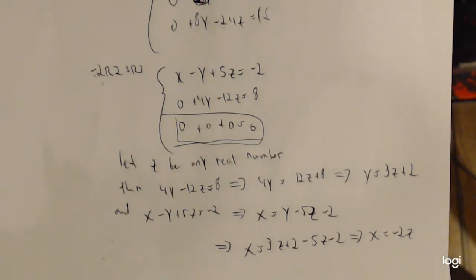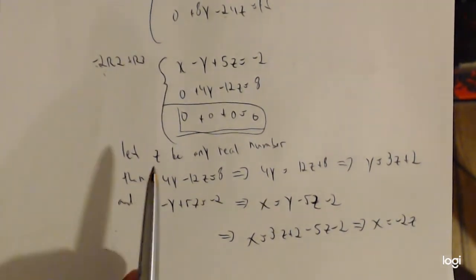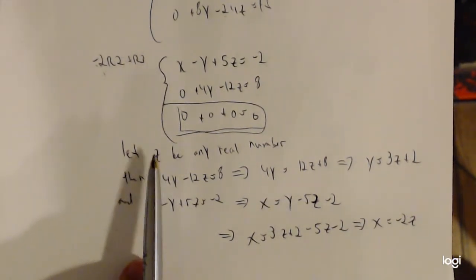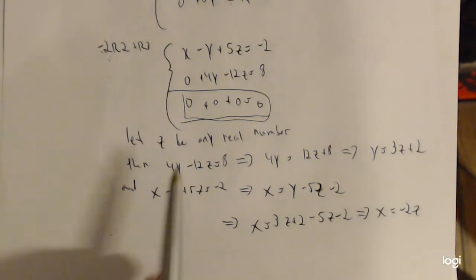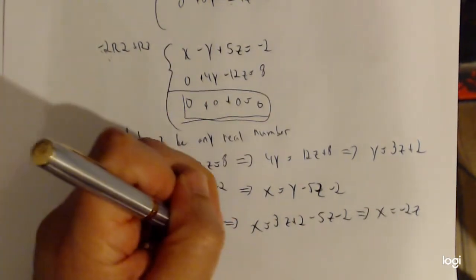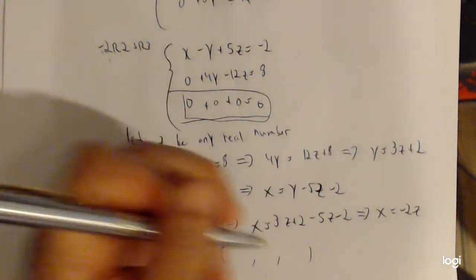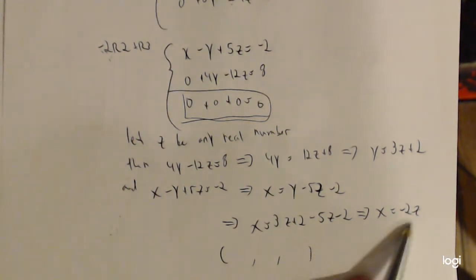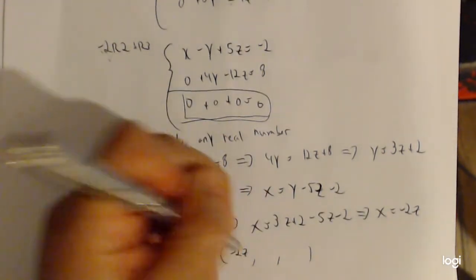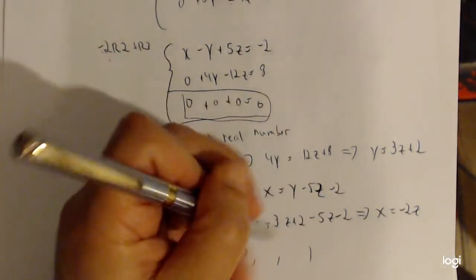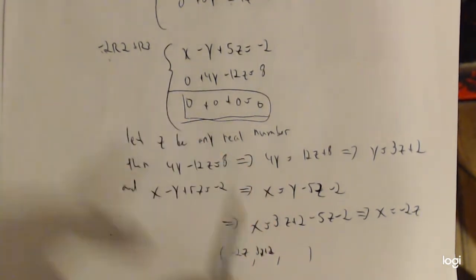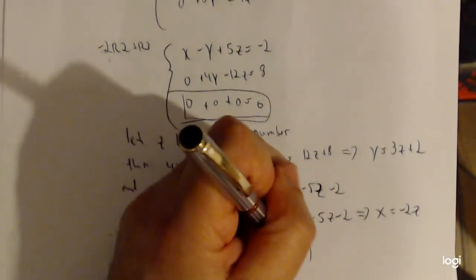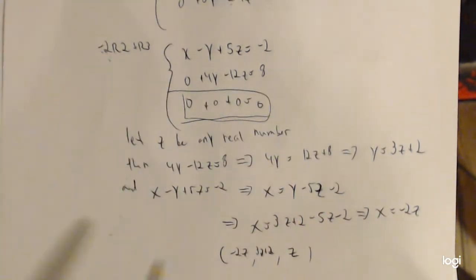So what do we notice here? Z is any real number, and then whatever z is, y is just 3z plus 2, and x is negative 2z. And why do I have infinitely many solutions? Because z can be any real number. So my solution is going to be x, y, and z. X is negative 2z, y is 3z plus 2, and lastly, z is just z, because we're making z any real number.